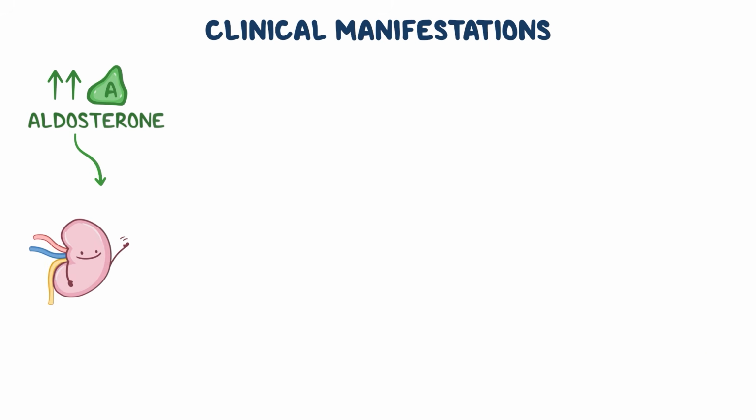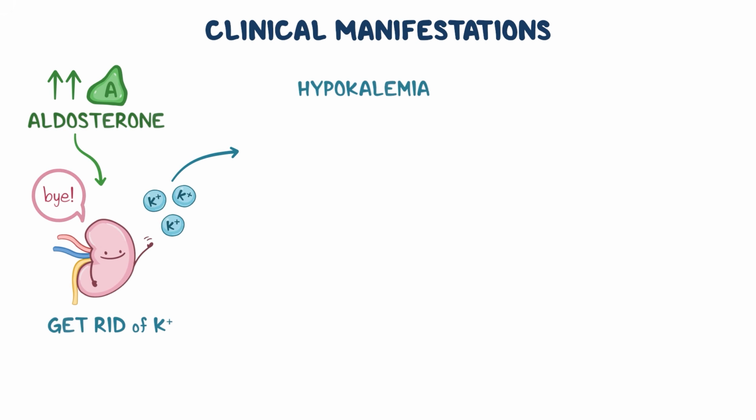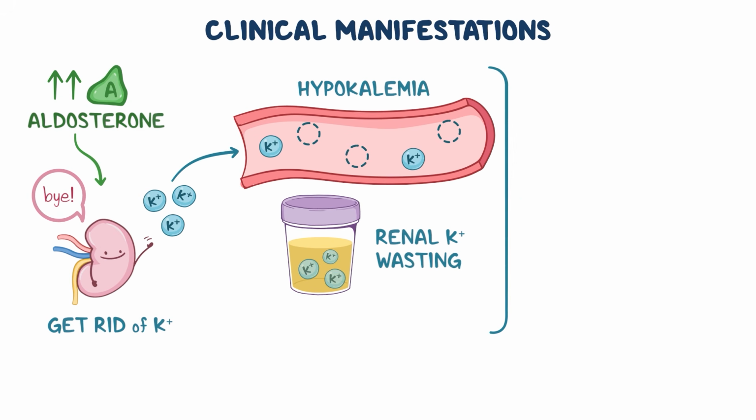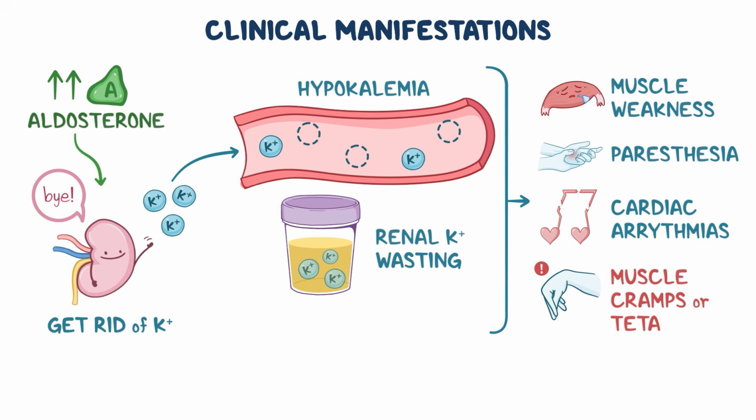At the same time, aldosterone tells the kidneys to get rid of potassium, which lowers potassium levels in the blood, a condition called hypokalemia. This ongoing potassium loss in the urine is known as renal potassium wasting. When potassium drops too low, it can lead to symptoms like muscle weakness, tingling or numbness called paresthesia, and cardiac arrhythmias. In serious cases, it can even cause muscle cramps or tetany.